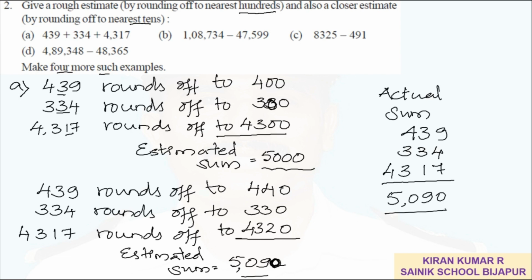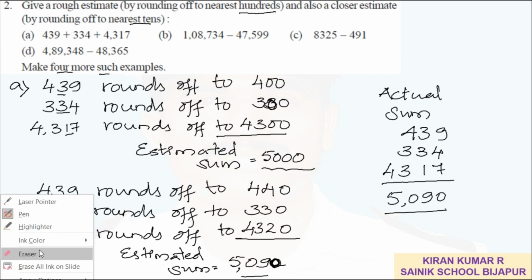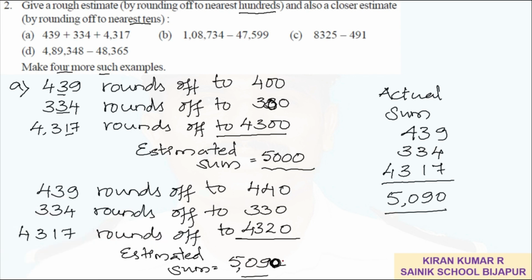When we actually look into this, we will get an idea that when rounding off to the nearest tens is made, this number and the actual sum remain the same. So there is no estimation. So when we think of the estimated number, we have to consider this one. 5,000 is the estimated sum. Now you must have understood. Let's solve the second one.